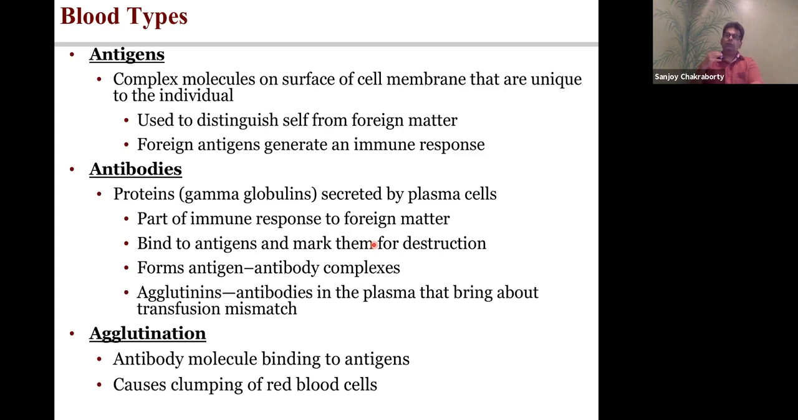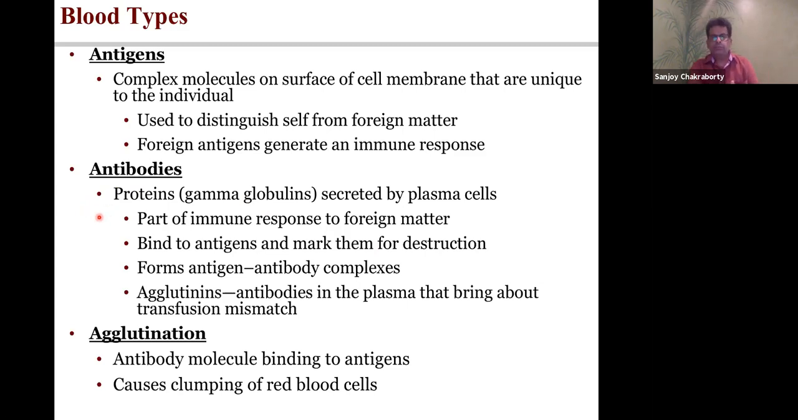So those are in your DNA. So based on your genetic information in your blood, you have a certain type of antigen. That's what I want to say. On the other hand, antibodies are protein molecules, the gamma globulin that we studied, that the body produces.